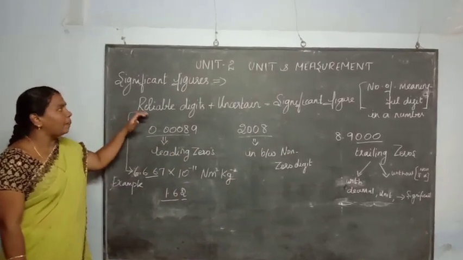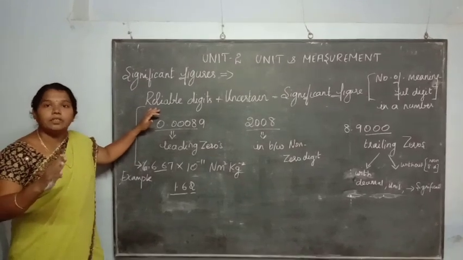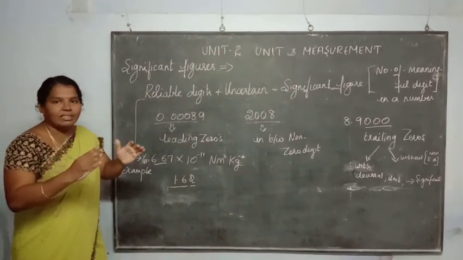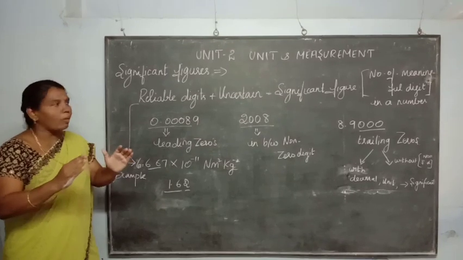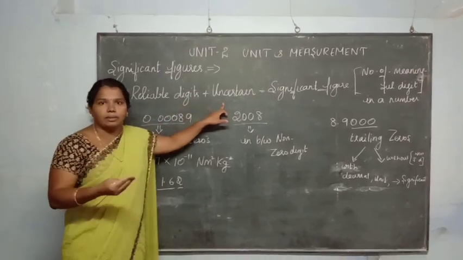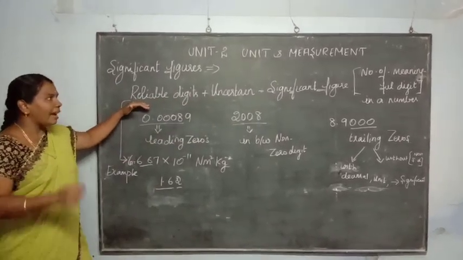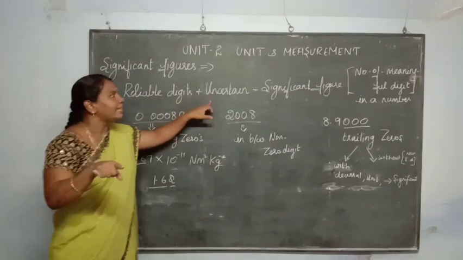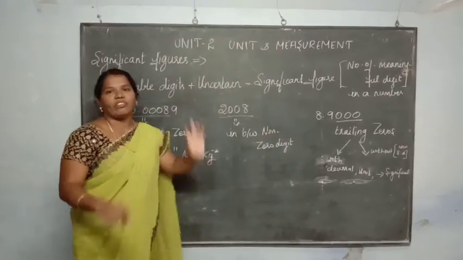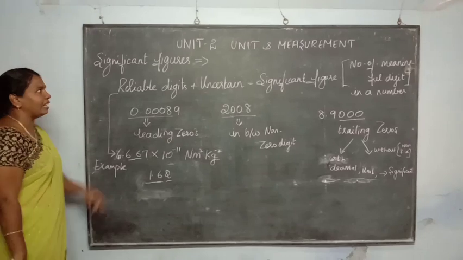Reliable means certain numbers. Certain numbers means that they do not change, that is, they are fixed. Uncertain means they change. So the reliable digits, that means certain numbers, plus uncertain numbers is equal to the significant digits. So this is the definition of significant digits.